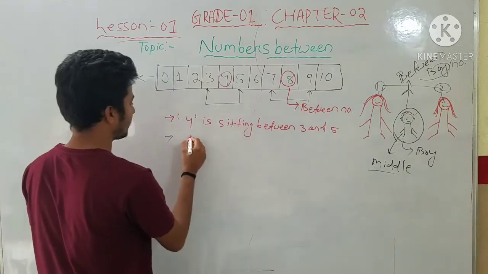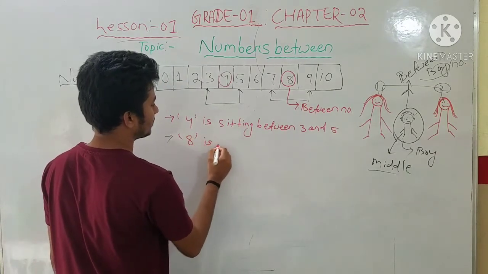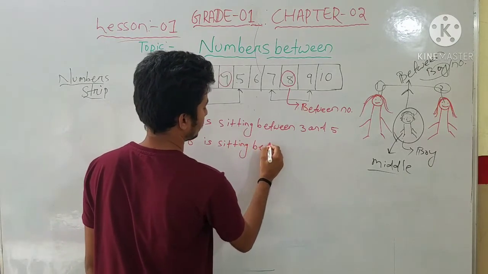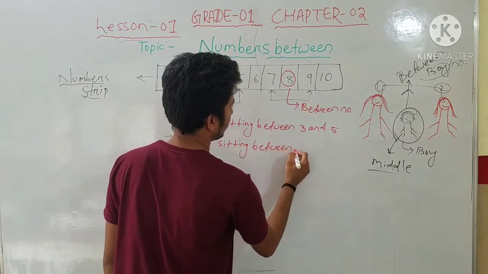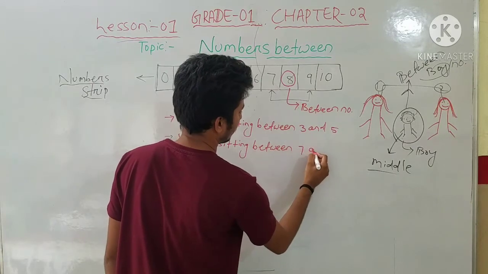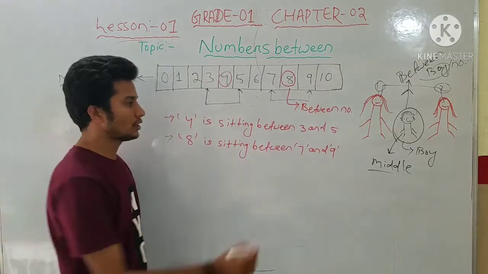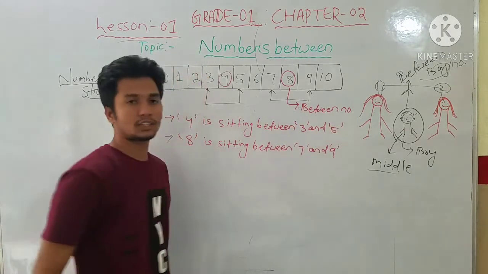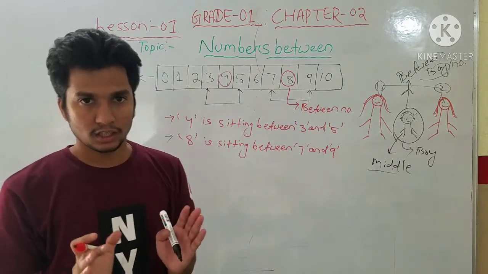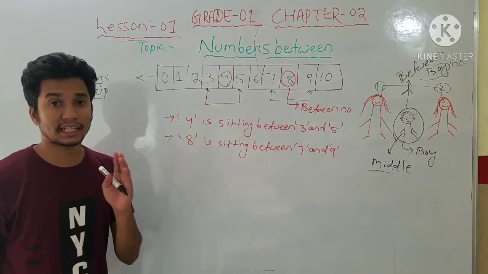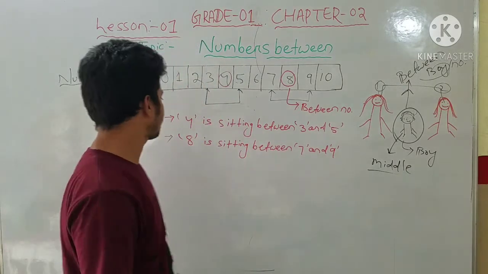So 8 is sitting between 7 and 9. Understood students? Like this, students, we can identify the numbers in between. Okay? So let's take another example.